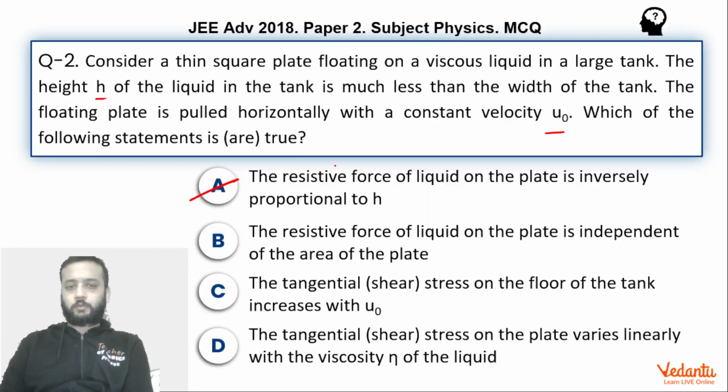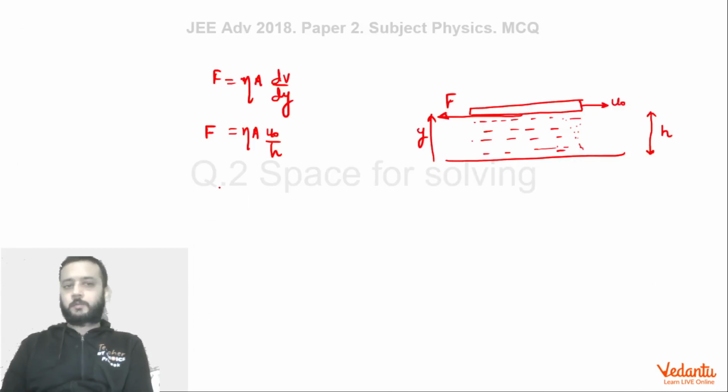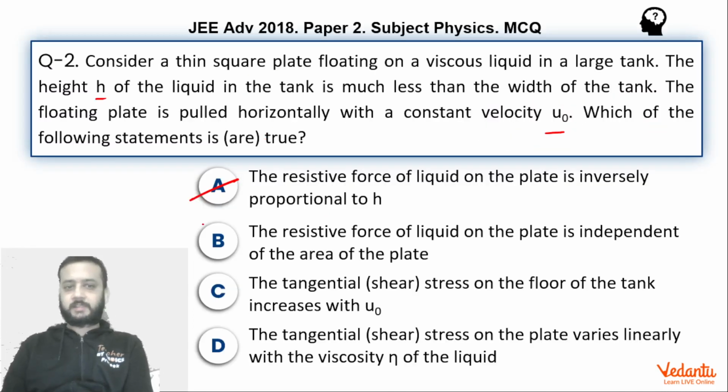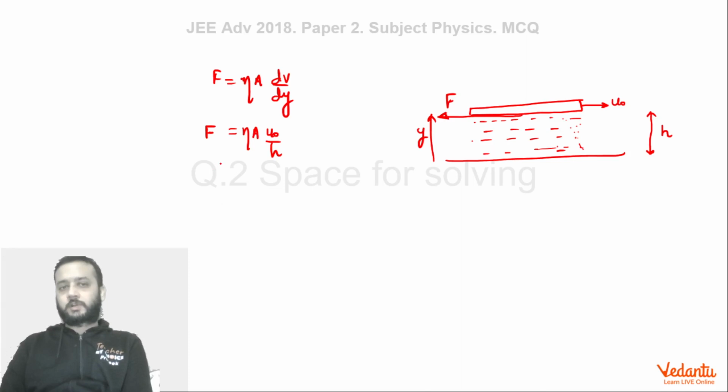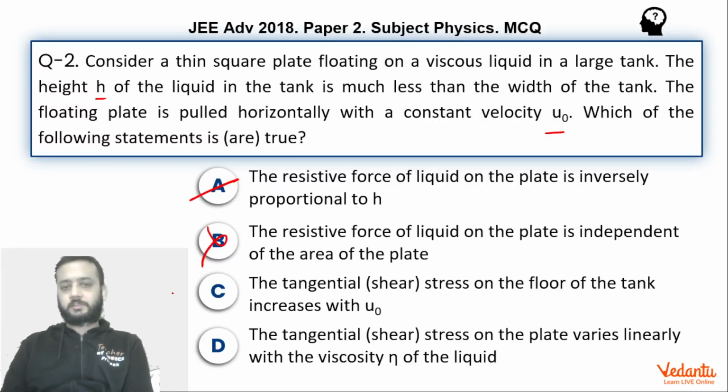Okay, so go back to option B. The resistive force of the liquid on the plate is independent of the area of the plate, which is definitely wrong because force is proportional to the area. If you go to option C, the tangential stress on the floor of the tank increases with u naught. So what is the stress? Tangential stress is force per unit area. If you divide this by area, this will become eta into u naught upon h, which we can see is actually increasing with u naught. So option C is also correct.